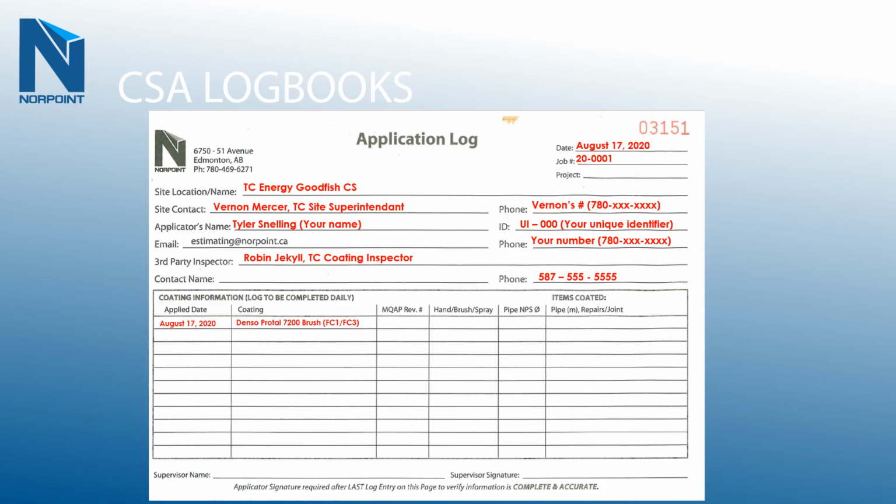Next, put in the coating material. In this example, Denso Prodol 7200 brush, FC1, FC3. Next, put in the MQAP revision number. Next, put in the method of application, whether it be hand, brush, or spray. Next, input the pipe size diameter. And finally, indicate how many meters of pipe you coated, number of repairs, or number of joints.